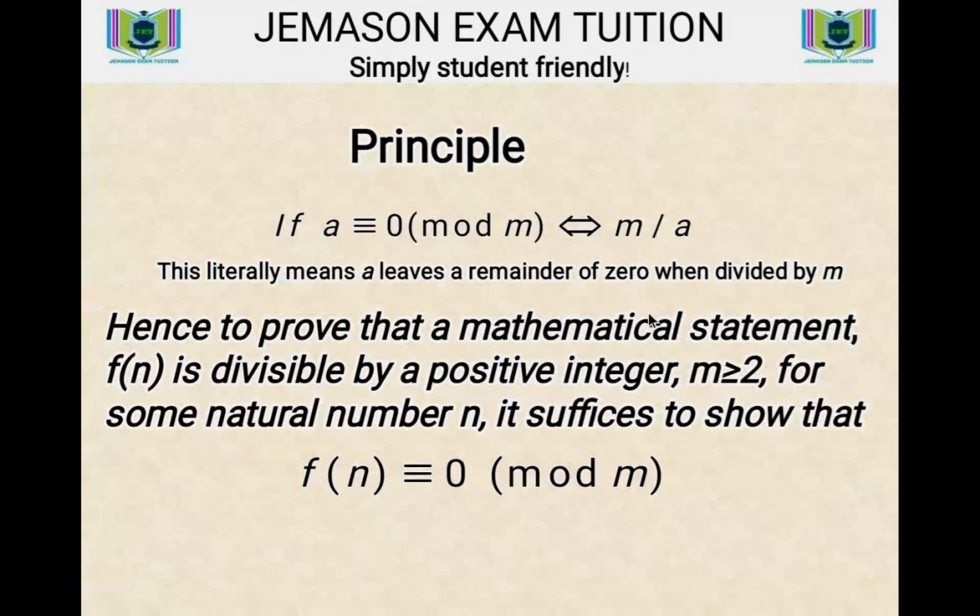When I say that a is congruent to 0 mod m, it is about the fact that when a is divided by m, the remainder is 0. And if the remainder is 0, then it is obvious that a is divisible by m. This is the principle behind the proof of divisibility using modular congruence. Hence, if I have a mathematical statement f of n and I'm supposed to prove that it is divisible by a certain positive integer m, an integer greater than or equal to 2, for some natural number n, then it suffices to show that f of n is congruent to 0 in modulo m.